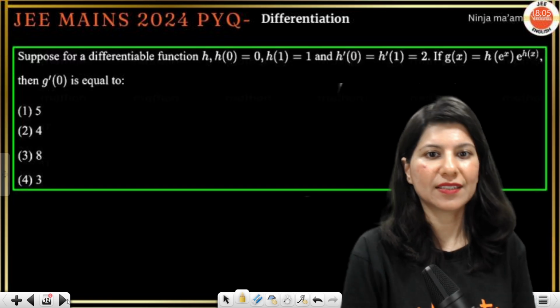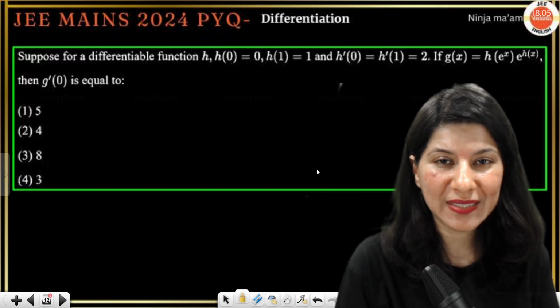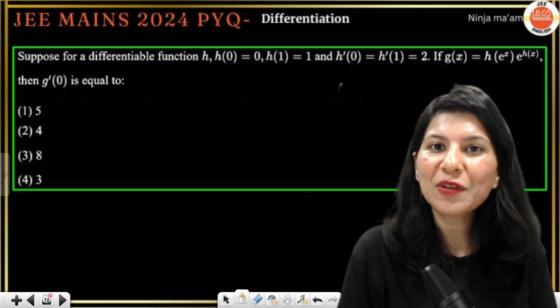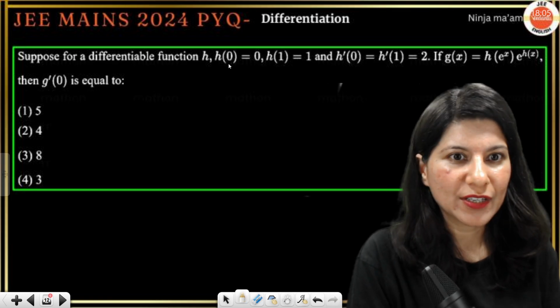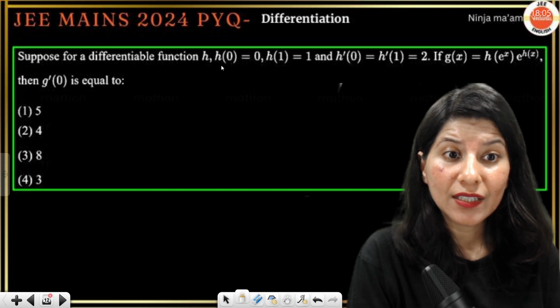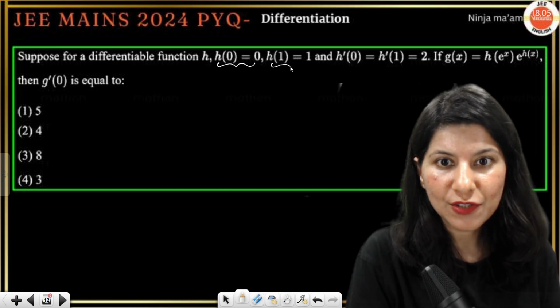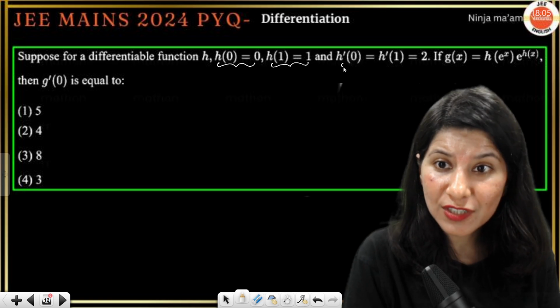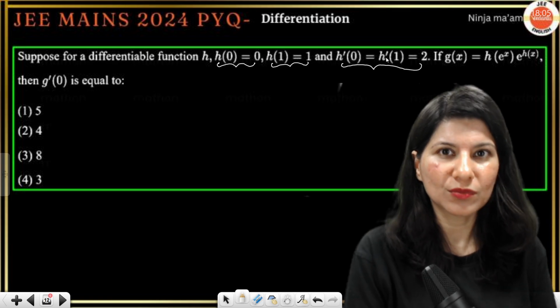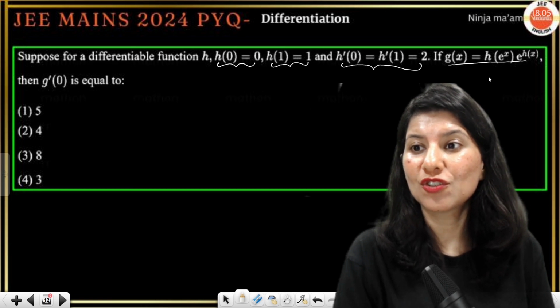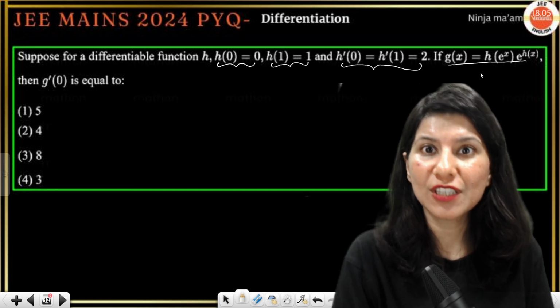All right. Now we are having another question. Question number 3. Quickly, we are actually completing all the questions. Very little number of questions in this chapter. All right. So differentiable function h of 0 is 0, h of 1 is 1. h dash 0 and h dash 1 both are 2. Multiple things are given to you, and g of x is given. g dash 0 is what you're looking for.